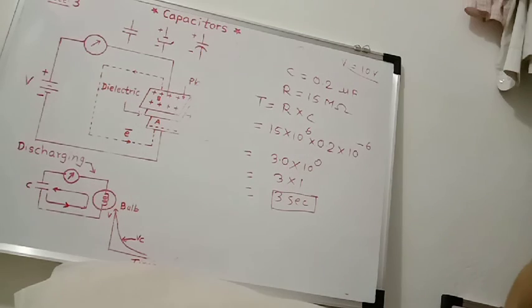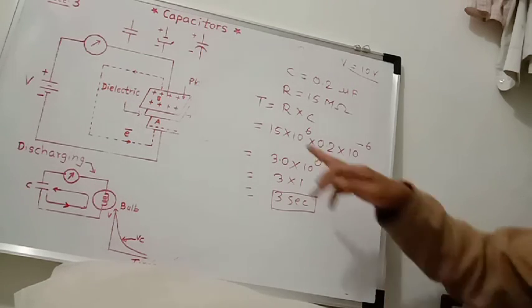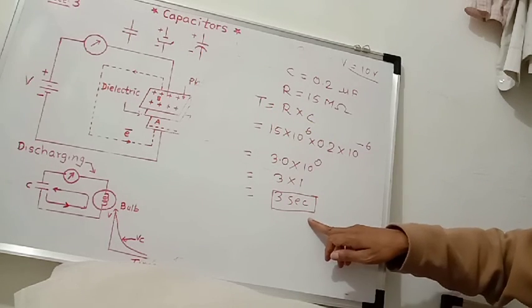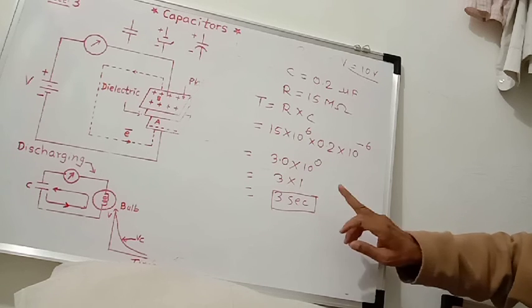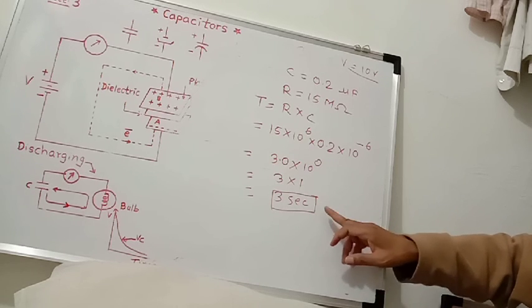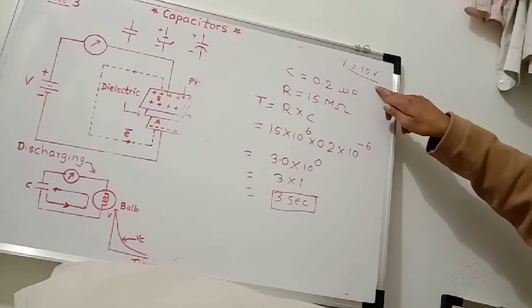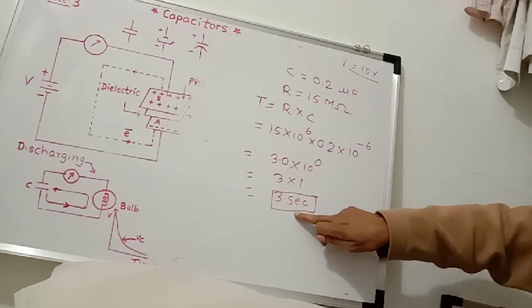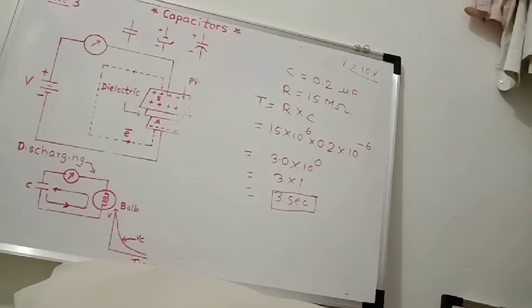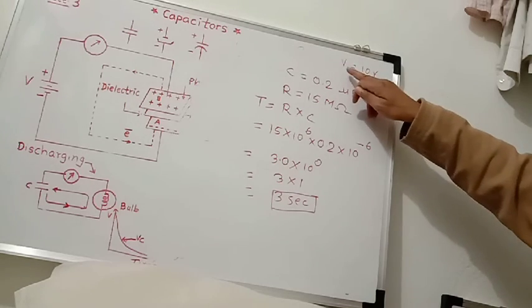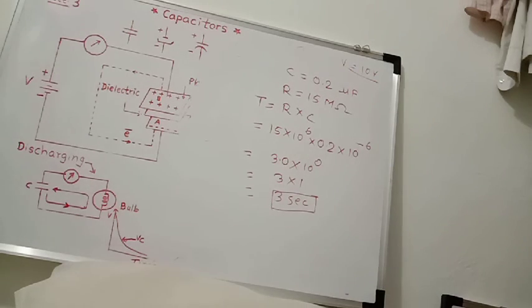We know what the time constant is: it is the time required for the capacitor to charge up to 63.28% of its maximum voltage. So here the maximum voltage is 10 volt, and 3 seconds is the time constant. Here V is equal to 10 volt and the time constant is 3 seconds.